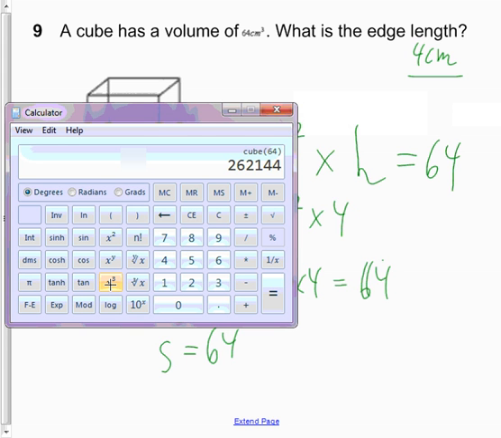Oh, that's not right. I hit the wrong button. Oops. Let's try that again. 64, where's the cube root button? Oh, it's right here, sorry. Cube root button's right next to it. Cube root button is 4. And it actually says the word cube root right there. So the cube root of 64, meaning what number multiplied by itself 3 times is 64, and the answer is 4.